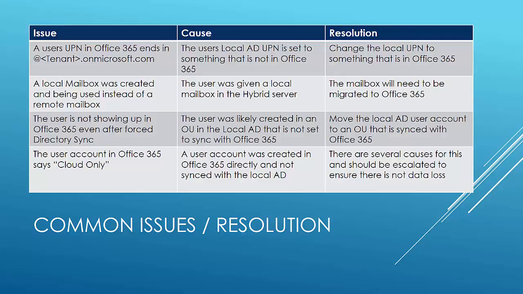Another issue is the user not showing up in Office 365 even after we force the directory synchronization. Now, when we force a directory synchronization, or when one occurs at the 30-minute mark, any object in the synchronized OUs list will be synchronized. Now, when we do implementations for hybrid systems, we don't prefer to synchronize the entire local Active Directory. That's a lot of objects to synchronize. It's a lot of things going out there, and some organizations can have thousands upon thousands.